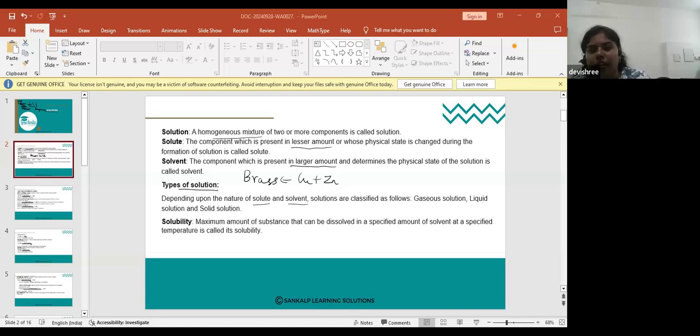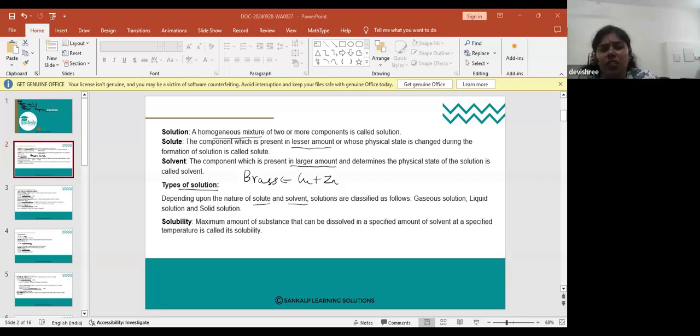Whichever jewelry you wear that is made up of 24 carats of gold, what does that mean? 22 parts is only gold, and the remaining 2 parts will be your copper. Correct? So that makes it 24 carats of gold. There it is solid in solid. The larger amount is gold, the smaller amount is copper. That's why you call it a solid solution.